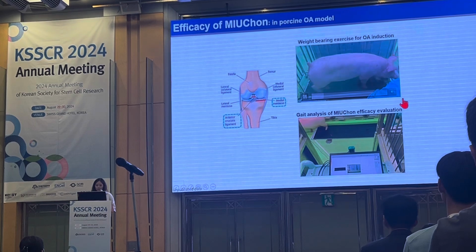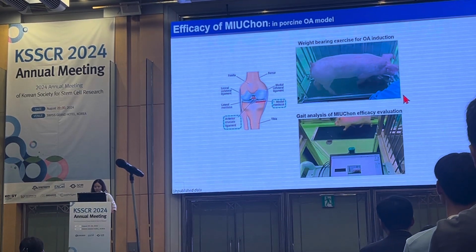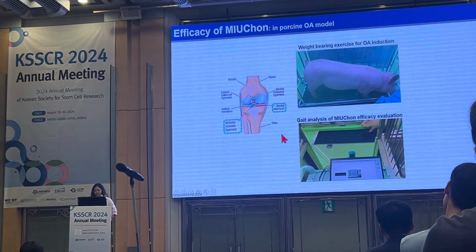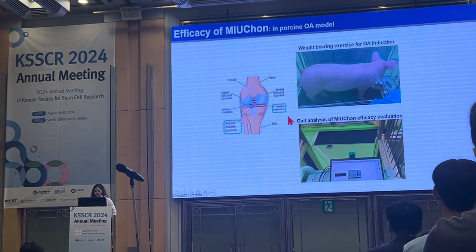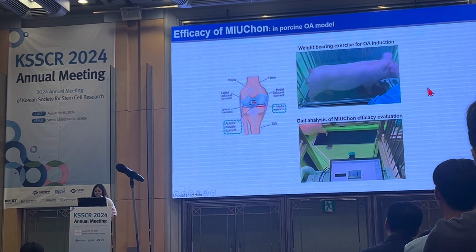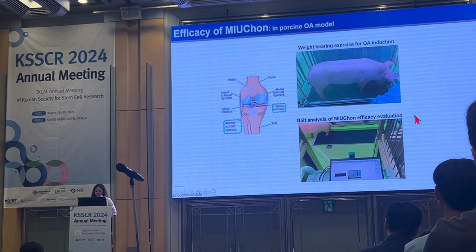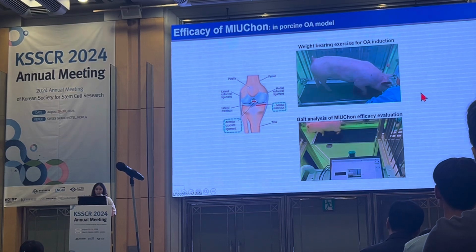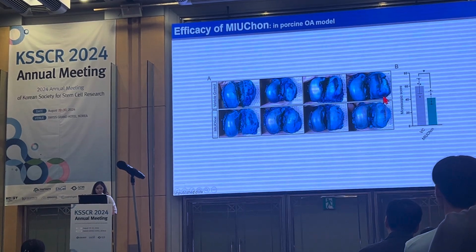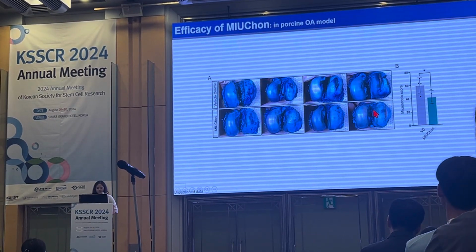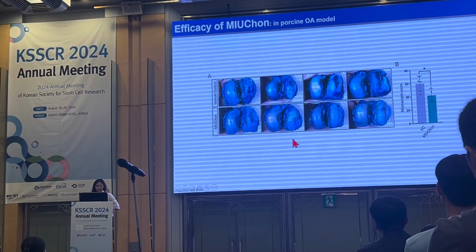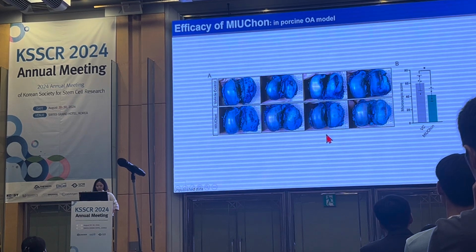We also confirmed the efficacy in mini pig models. So we also induced ACLT and partially removed the meniscus. And additionally, we made them exercise regularly to further induce osteoarthritis. And in this trial, we performed gait analysis to evaluate the efficacy of MUCON. So, similar to the previous results, we confirmed that the destructive area in the cartilage was less formed in the MUCON injected group compared to the vehicle control.